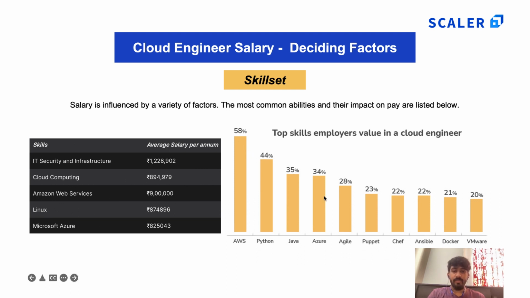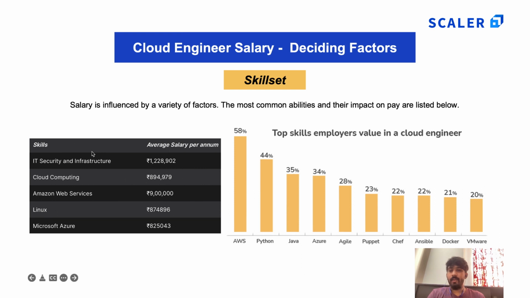First, just make sure you know at least two skills from the top skills. Maybe you can know two different cloud providers. You can know AWS and Azure, or AWS and Python, or Azure and Python, or Azure and Java, something like that. If you have two top skills, that will be really really good.